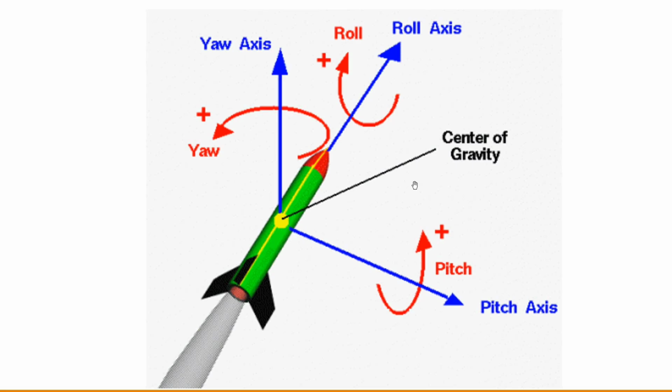During flight, the fins of the rocket interact with the air to produce aerodynamic forces. These forces act at a point, the center of pressure, which is located some distance from the rocket's center of gravity. The offset between the center of pressure and center of gravity produces torques, also known as moments, which cause the rocket to rotate.